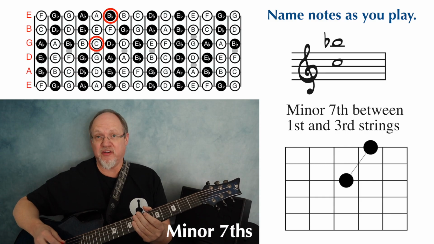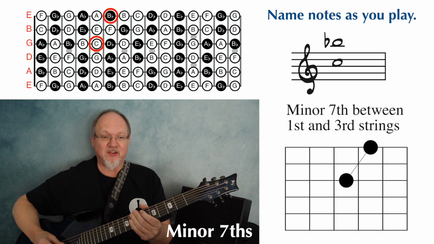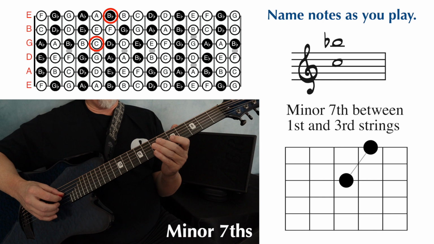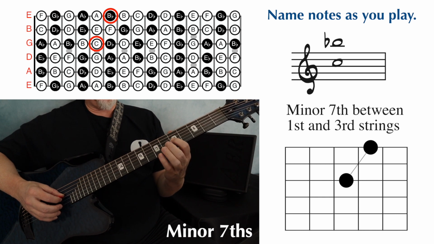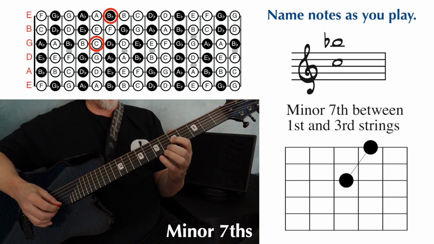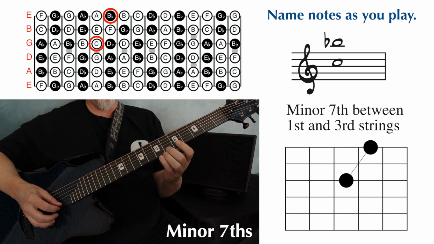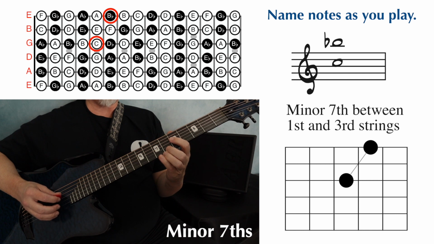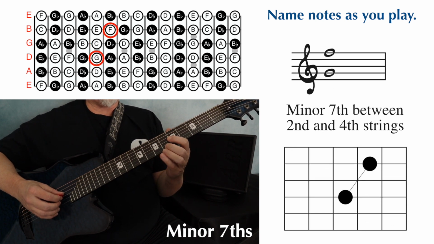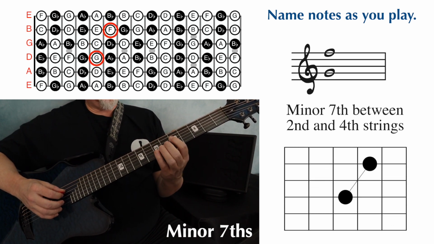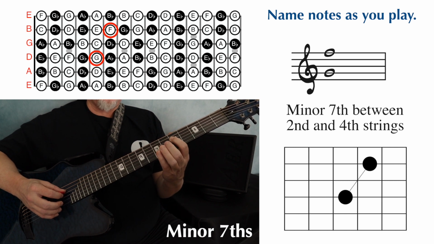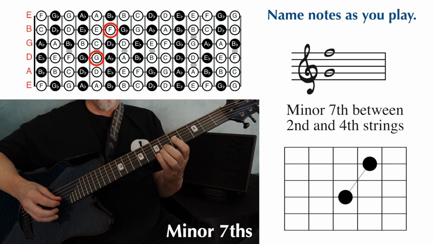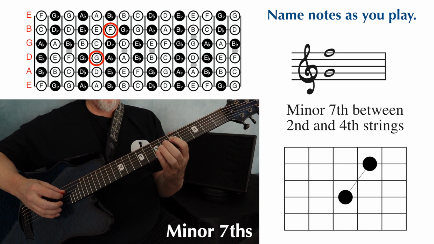Let's take a look at these minor 7ths now, first skipping strings. A minor 7th between strings 1 and 3 is 1 fret distance. So here's a C, minor 7th above a C is a B flat, 1 fret to the right on string 1. A minor 7th between strings 2 and 4 is also 1 fret distance. So here's a G, minor 7th above that G is an F, 1 fret to the right, 2 strings away.